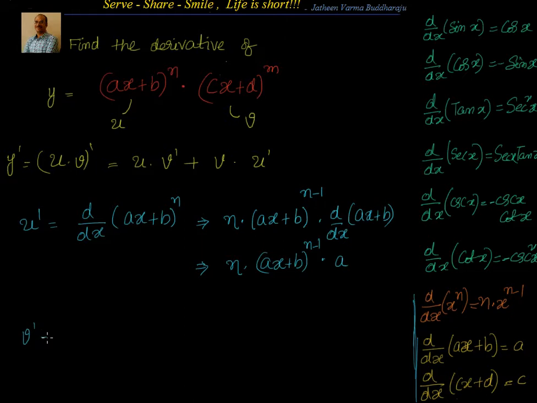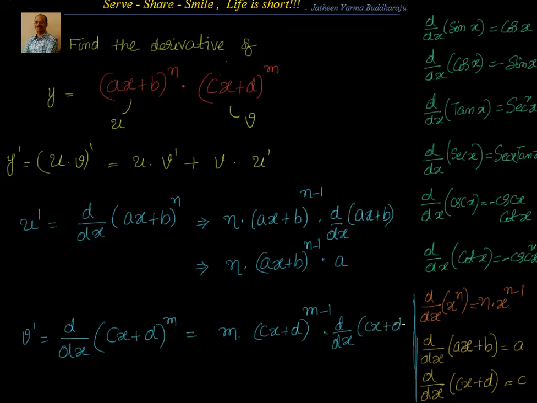So let us find out v dash also similarly. Let us see what is that. d by dx of (cx plus d) whole to the power of m equal to m into (cx plus d) whole to the power of m minus 1, because we are talking about n into x to the power of n minus 1. After that, I should find out what is the derivative of cx plus d. That's equal to m into c into (cx plus d) whole to the power of m minus 1.